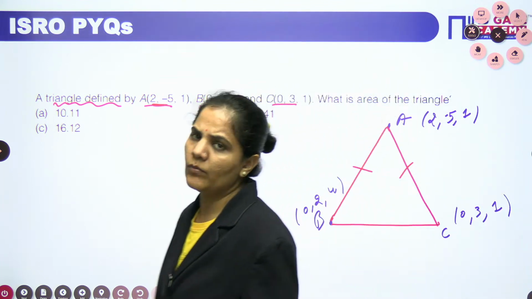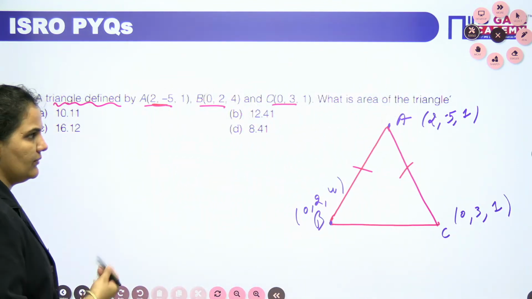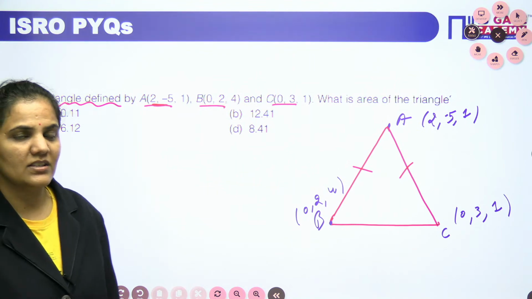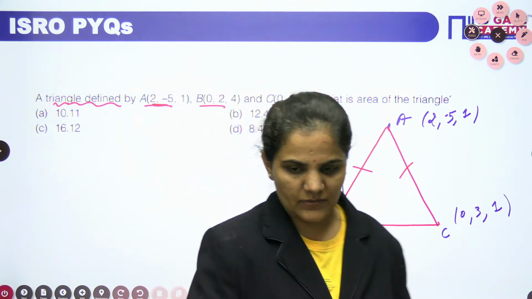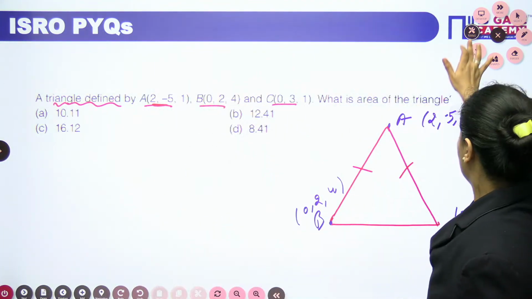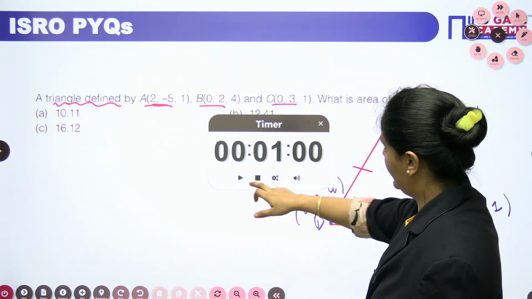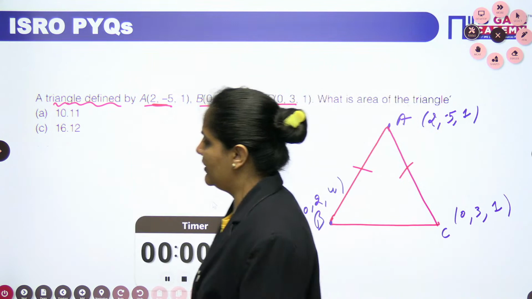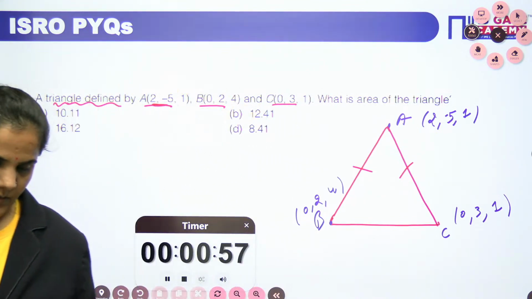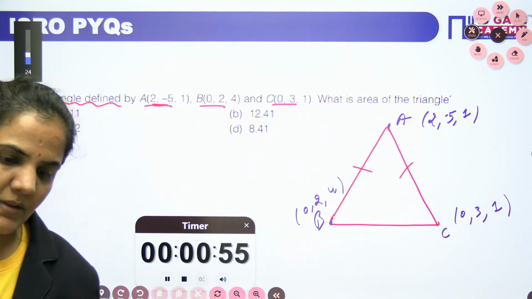Now, do you know what the area of a triangle is? If you know the area of a triangle, you can solve this. This is a very simple thing. You can try the question, then I will solve it in detail. For this specific question, I think 1 minute is enough.